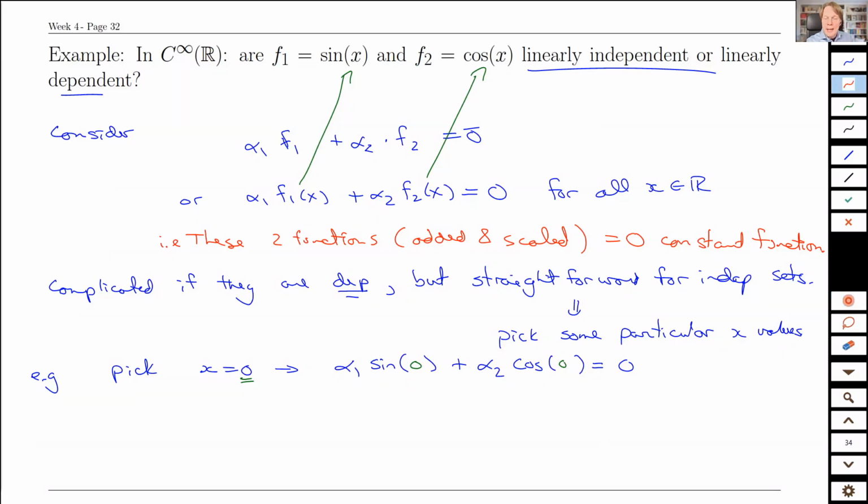Well, what does that tell me about my alpha values? It doesn't tell me much about this one because sine of 0 is 0. So this whole term goes away. But cos of 0 is 1. And so I get alpha 2 has to equal 0. Oh, that's handy. So to be able to have this equation satisfied here at all x's, I tested x equals 0. To have it work at x equals 0, I need to have at least alpha 2 equals 0. That's a consequence of this first statement.